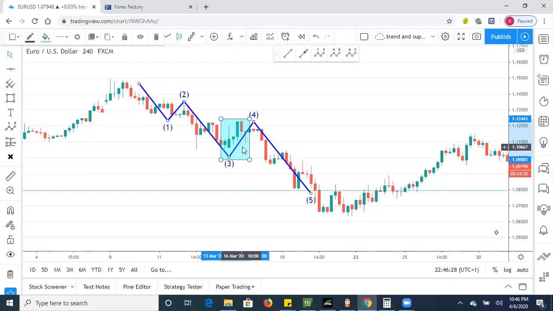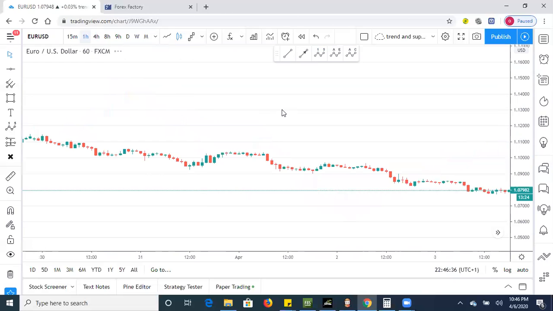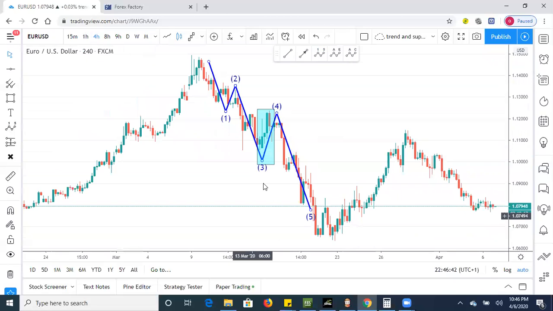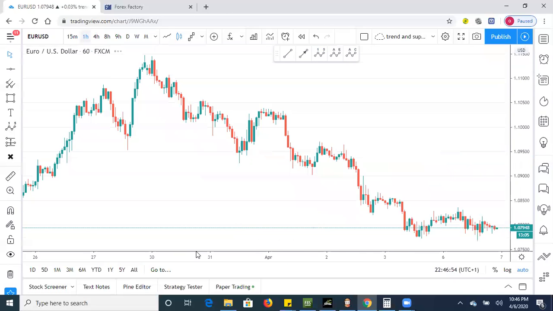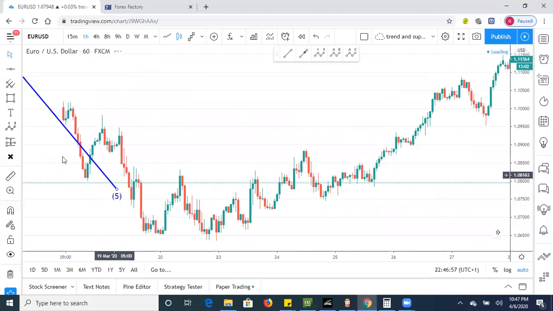And we go down to a lower time frame. This time frame is 4 hours. Say we go down to the 1 hour time frame. Let's go back to 4 hour. What date was that? This was between 13th to 16th of March. So let's go back to the 1 hour time frame between 13th to 16th of March.